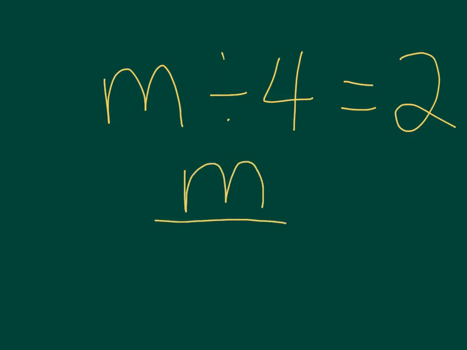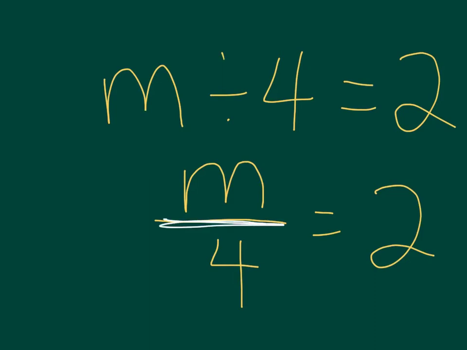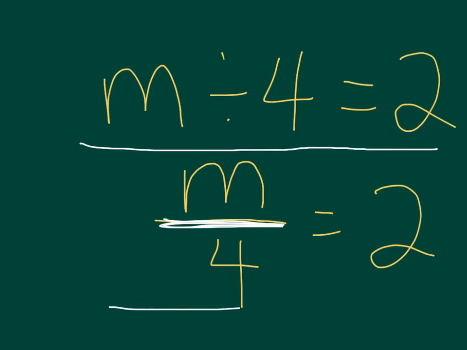m over 4 equals 2. You're going to see it written like this more often. You've got to remember this fraction line right here, this fraction line means divide. That's why 1 over 2 is equal to 0.5, because if you do 1 divided by 2, you get 0.5. That line means divide. So this means m divided by 4 equals 2, and this as well means m divided by 4 equals 2.